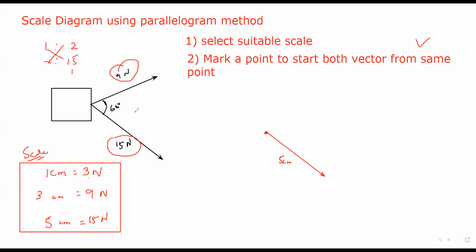Now, what is the angle between them? 60. So how do we measure an angle? To measure the angle, we will use a protractor from the geometry box. You will place it here, on the line. And there are angles written on it, like 10, 20, 30, 40, 50, and 60.